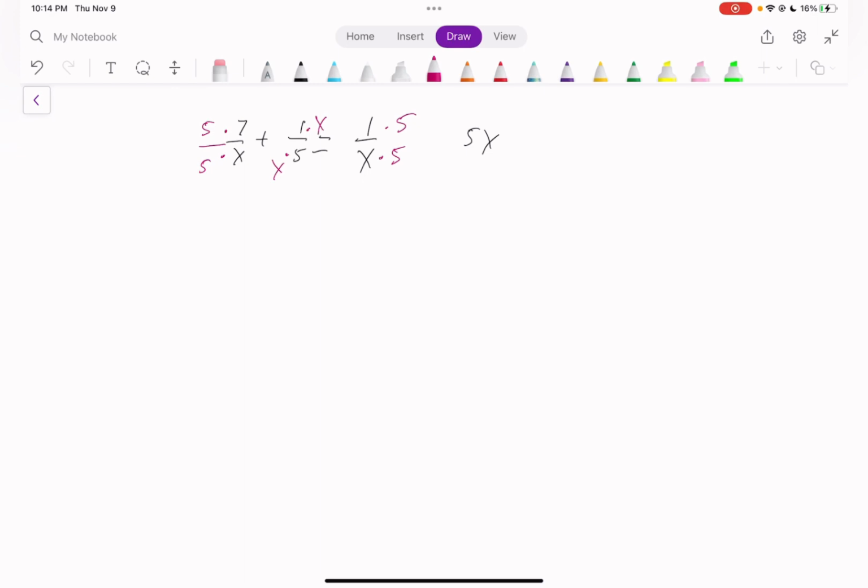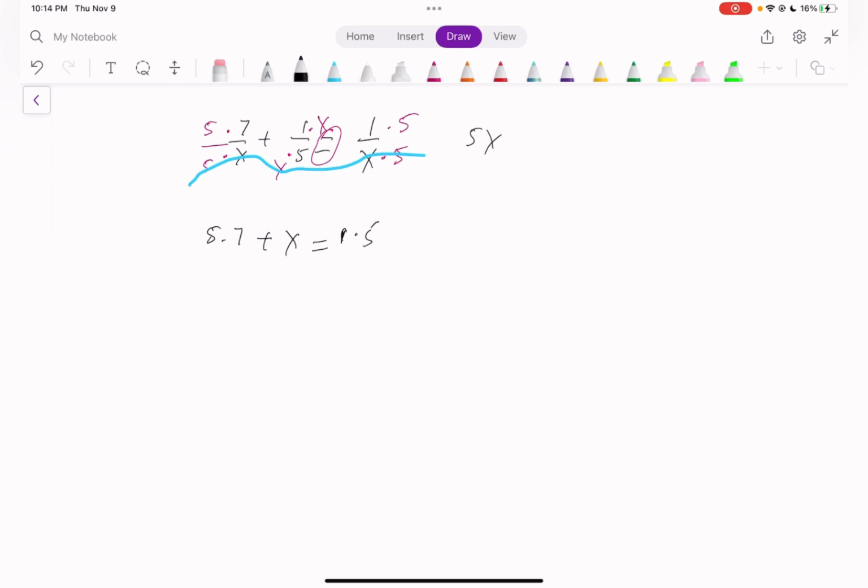Now, when you have an equation, which you can tell by this equal sign, if you have the same denominator across the equation, then we can throw this denominator out the window. And we are going to get 5 times 7 plus x equal 1 times 5.